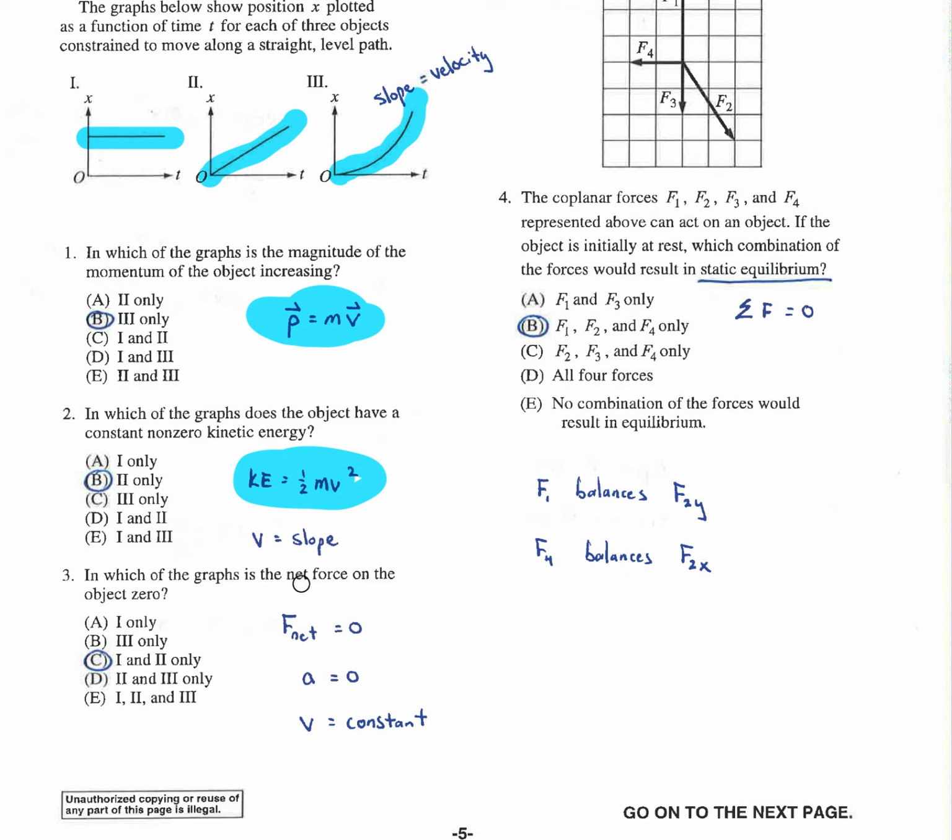In which of the graphs is the net force 0? Right? The net force is 0 when you have an acceleration of 0, which means when you have a constant velocity. So in the first two examples, there's no net force.